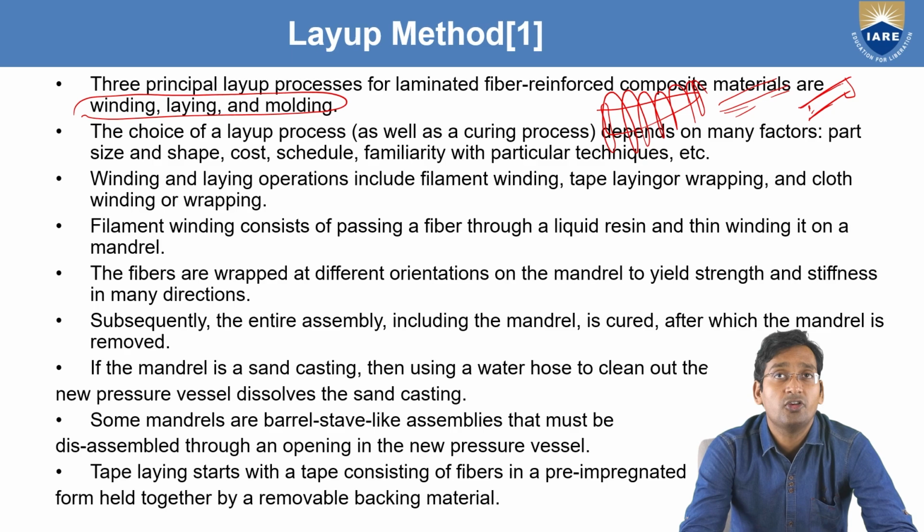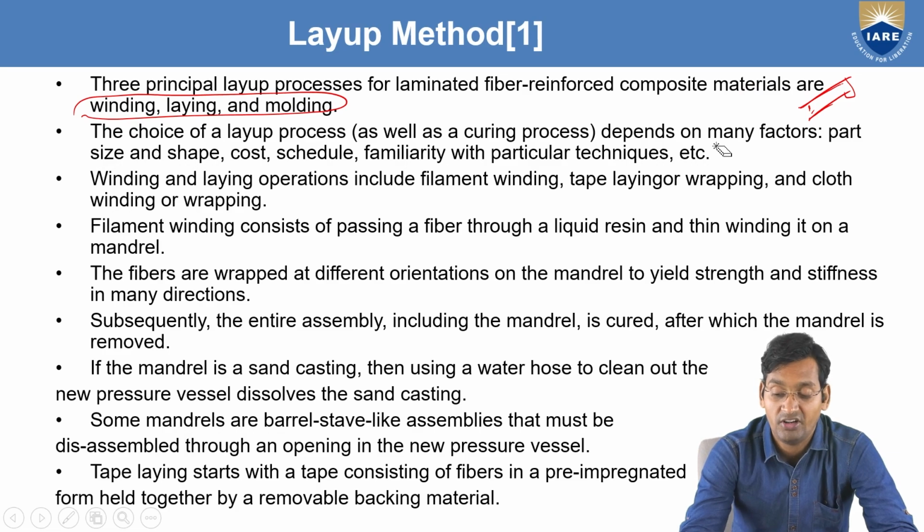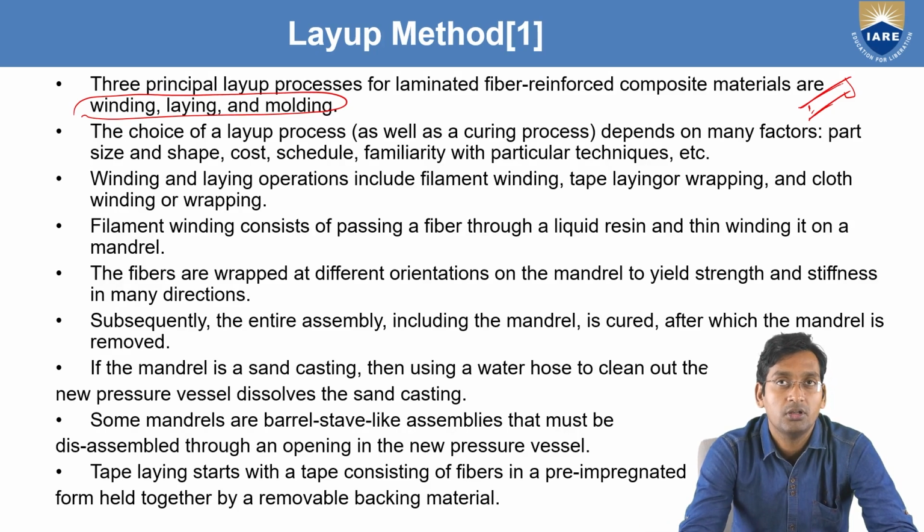Okay, the choice of layer process as well as curing process depends on many factors. So where we will use what are the factors? First, part size: how big you want it, or how big it should be. What should be the shape of the part? How much cost should be there? Then schedule, when it is required, and familiarity with particular techniques or not. If suppose you are not familiar with winding, then you won't get that much stronger one. So these factors affect the quality.